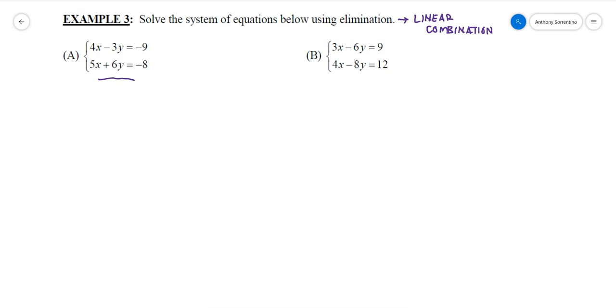It's just more work than necessary, because if I look at the y's, I have a 3 in front of the y on top and a 6 in front of the y on the bottom. 3 is a factor of 6. I also notice that the y's also have opposite signs, whereas the x's are both positive. And if I have both being positive, I'd have to multiply one by a negative, and I have to choose which one it is, and then make sure I'm distributing that negative correctly.